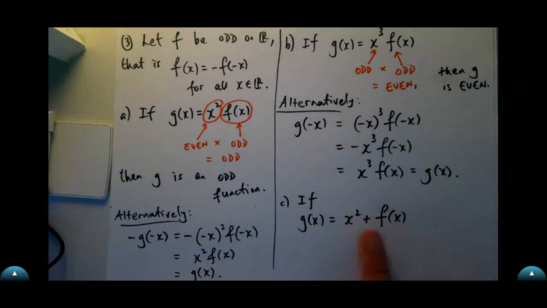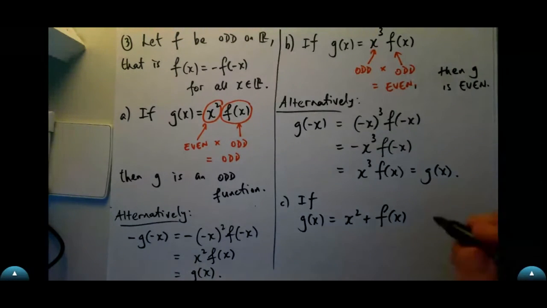Okay, so now we don't have a product, we've got a sum. So can anyone make any predictions about whether g is odd, even, or neither? Let me know in the chat. What do you think? Can we make any predictions about this? Tom and Isabella say neither. And you're absolutely correct. We don't know anything.